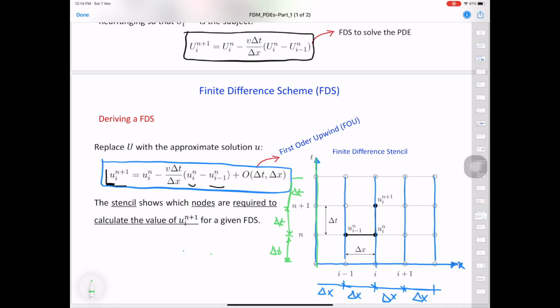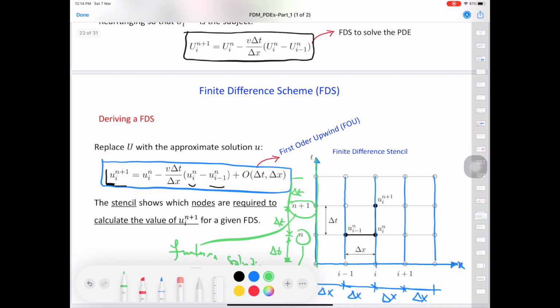So this will be the future. n plus 1 denotes the future solution, and n denotes the current solution. The current solution is, of course, available to us.